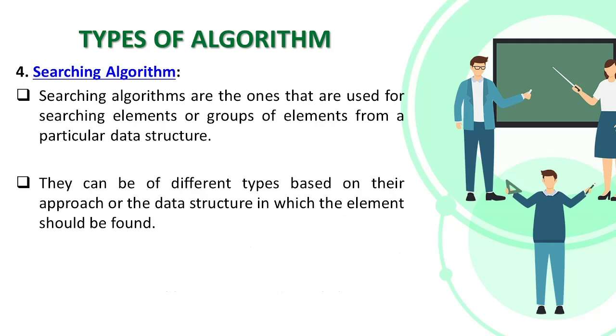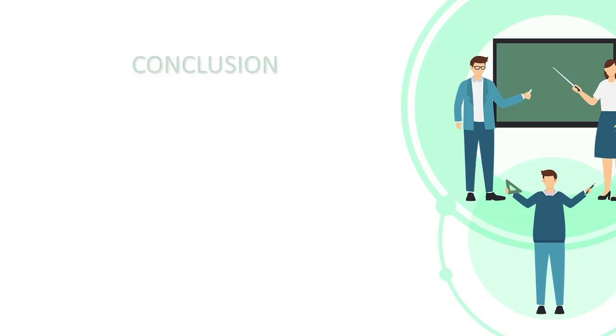They can be of different types based on their approach or the data structure in which the element should be found. So searching in arrays is different from maybe searching in other data structures, maybe trees or graphs. So you must understand that searching is based on the approach or the data structure.